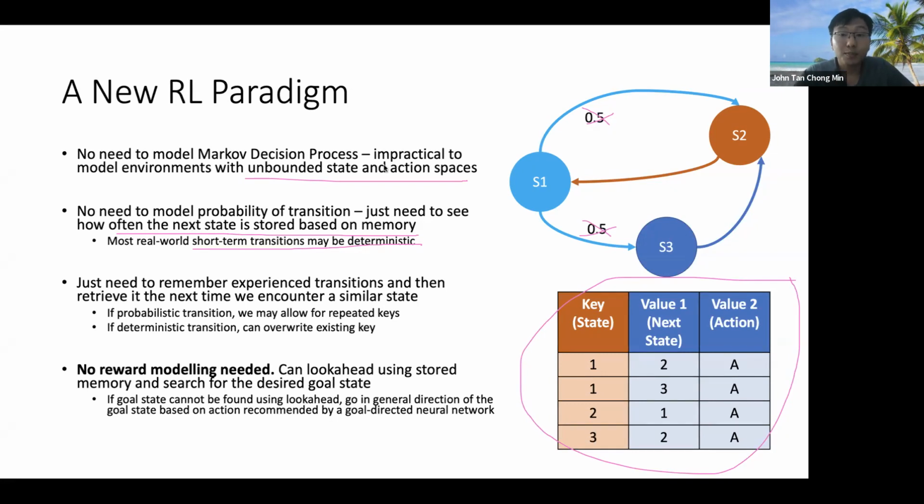Okay, so this memory method is basically a way to overcome that. If we can remember the experience transition and then retrieve it the next time we encounter a similar state, we can get the probabilities already.